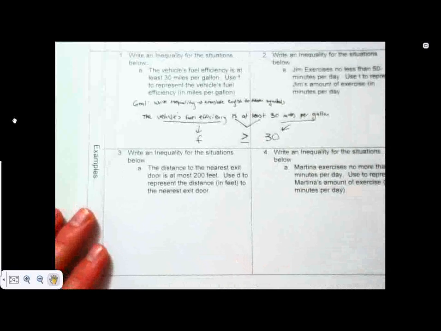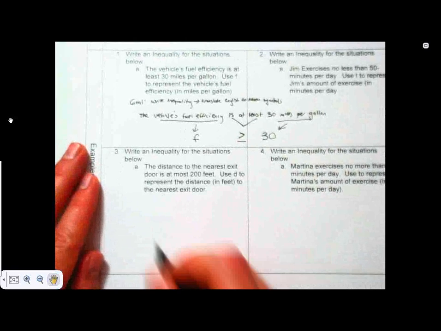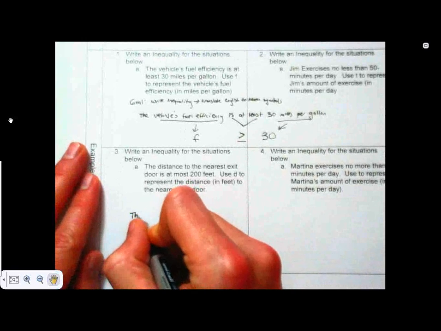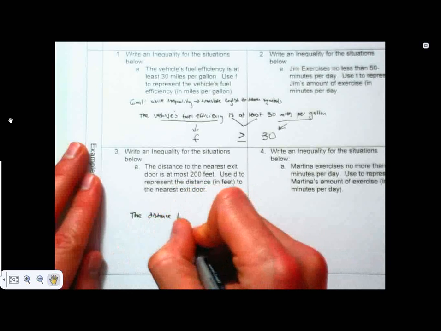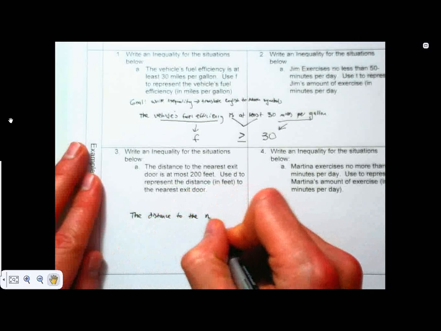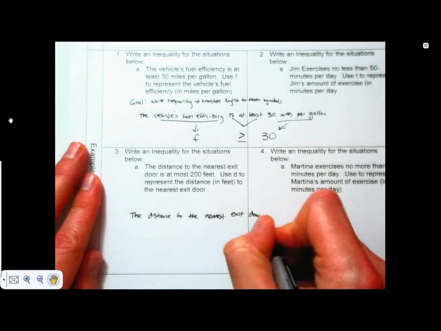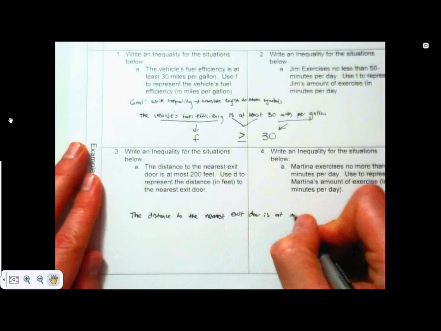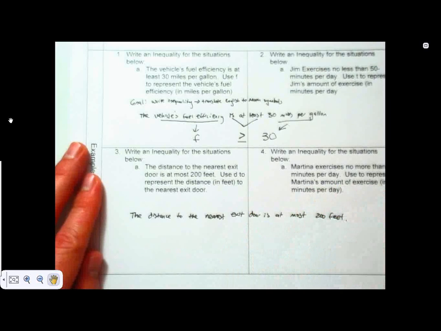Alright, I'd like you to try number 3. Pause the video and then restart when ready. Okay, so again, for number 3, I'm going to write down the sentence all in one line. And now I'm going to do a word-by-word translation.